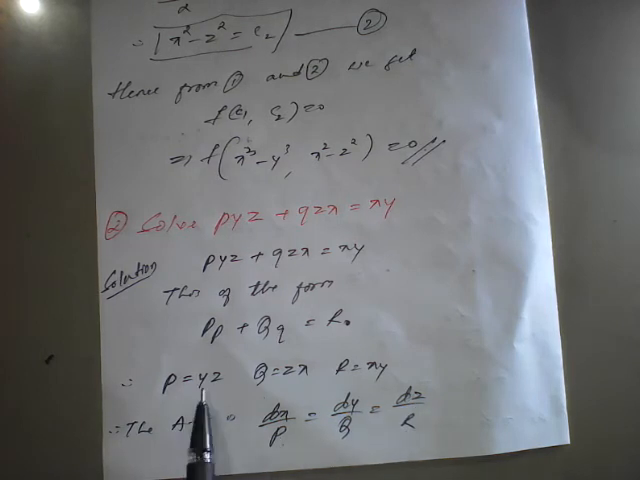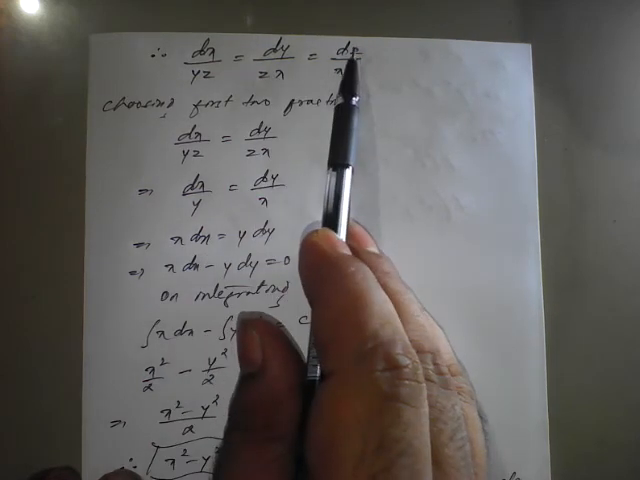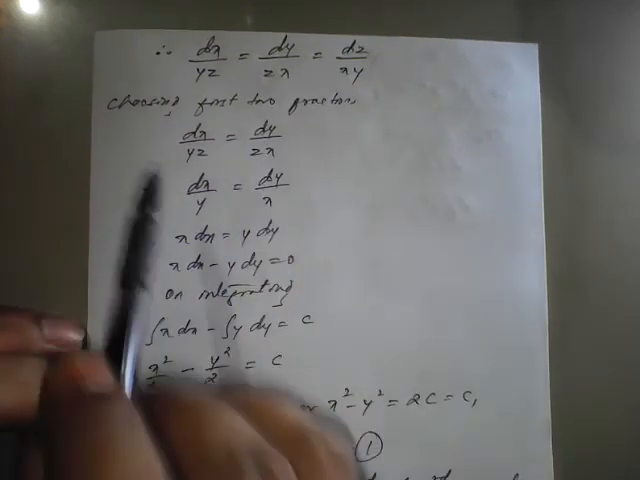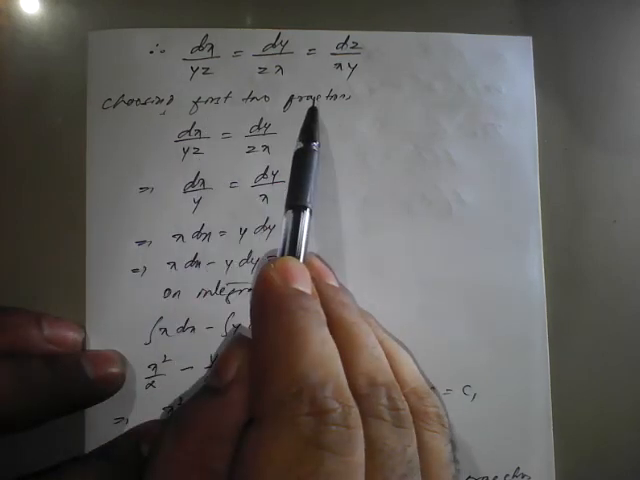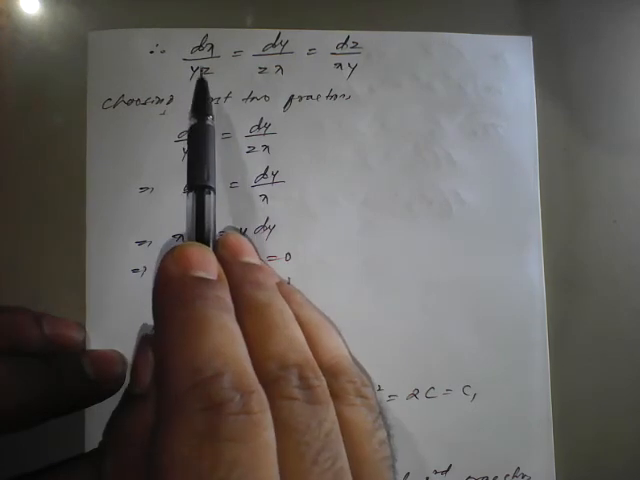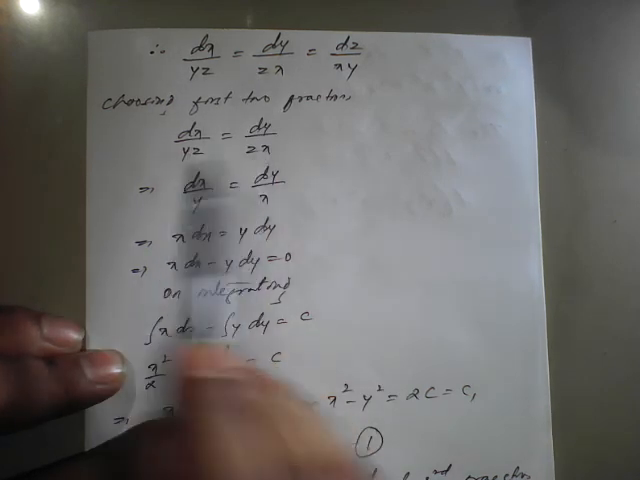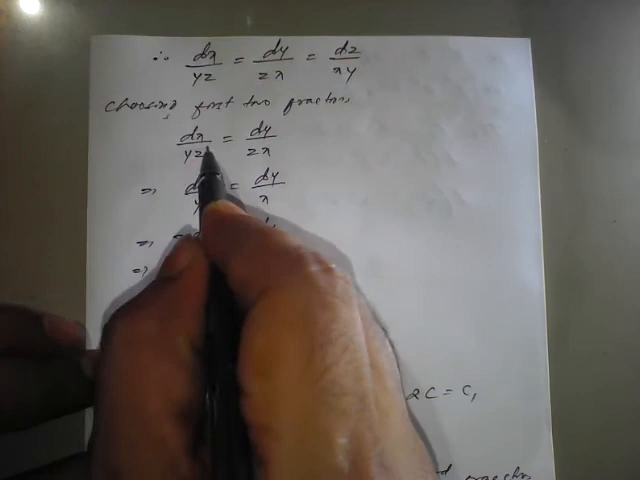So here replace the value of P, here you replace the value of Q, and here you replace the value of R. So we get dx upon yz is equal to dy upon zx is equal to dz upon xy. So choosing the first two pairs, while choosing you just see which two variables are going to be cancelled. If I choose the first two, you can see that z and z are here, which can be cancelled easily. So that's why I had chosen the first two. So z and z cancel here from the first two pairs.